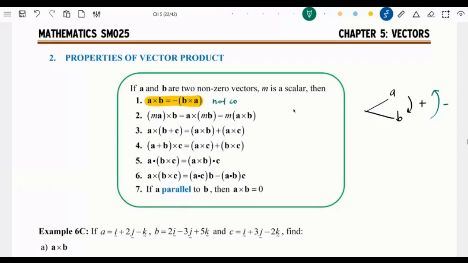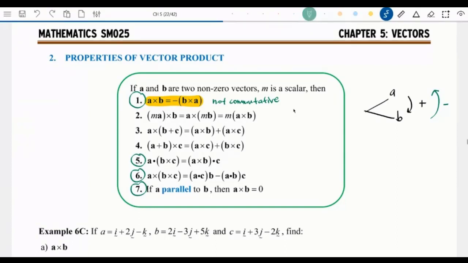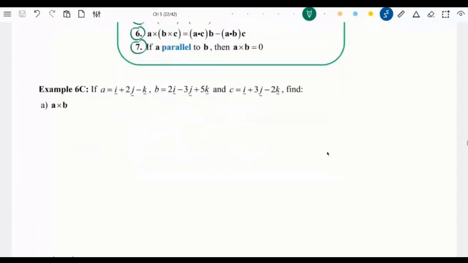And then we have properties yang kamu kena ingat lagi dua, lagi tiga. Yang ini wajib ingat. So we have 4 things yang wajib kamu hafal. Okay, sebab kadang-kadang dia minta kamu simplify by using properties. So whenever it is, kena tahu properties number 1, 5, 6 and 7. Okay, so we go through example 6C, so finding the A cross B.